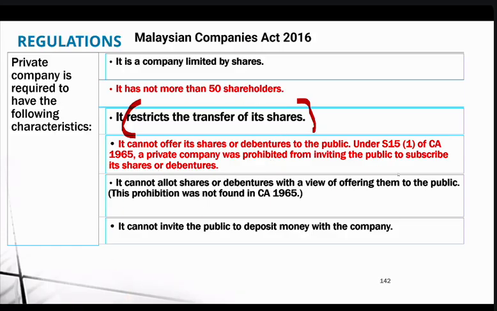So let me explain the context. Debenture, in slide 142, is a capital markets term. It means unsecured bond. And it cannot allot shares or debentures with a view of offering them to the public. Okay? It cannot invite the public to deposit money in the company.